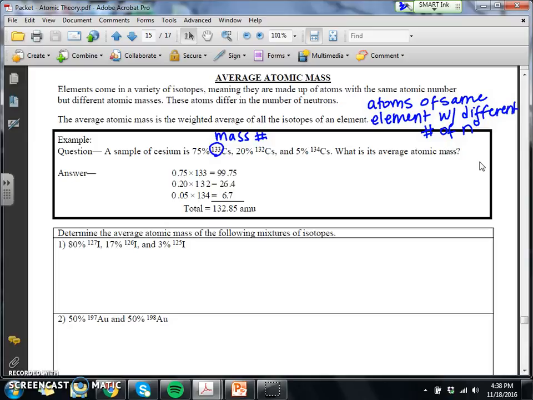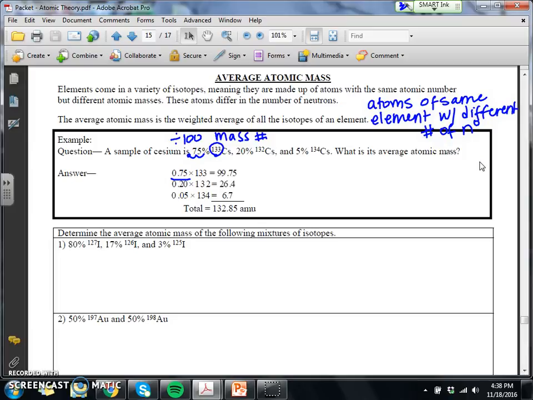Now, in order to calculate the average atomic mass, we take each percent and multiply it. And remember, if you're going to multiply by a percent, you have to take it out of its percent sign. So you can either move the decimal 2 places to the left, or you can divide by 100. It'll give you the same answer.